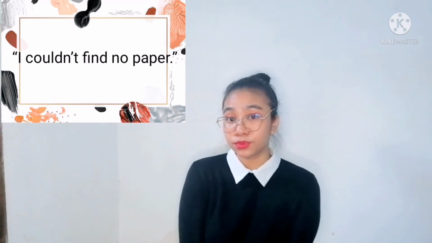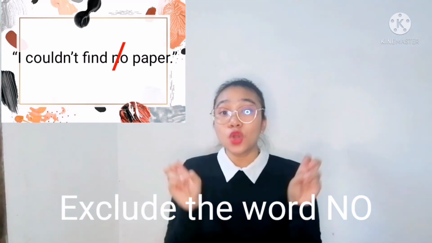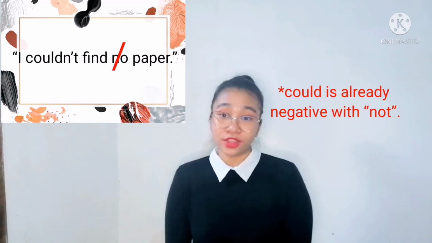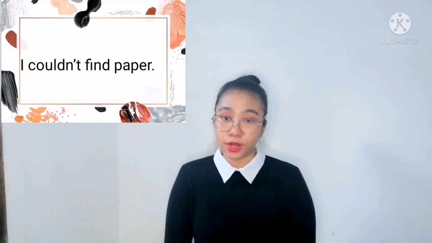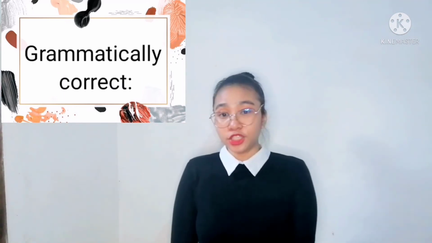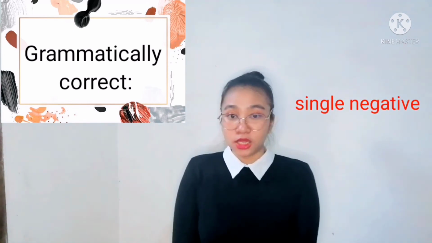An example of a double negative is, I couldn't find no paper. How could you change it into a correct negative? It's very simple. Exclude the word no, since the helping verb could is already negative with not. So the sentence becomes, I couldn't find paper. In order to make a sentence of negation grammatically correct, we will only use a single negative.